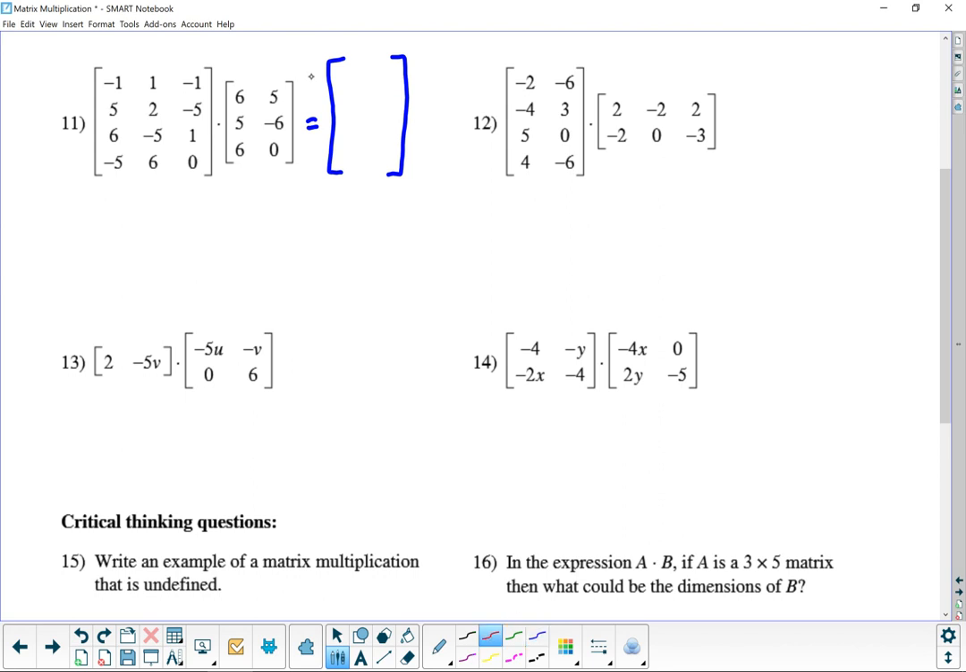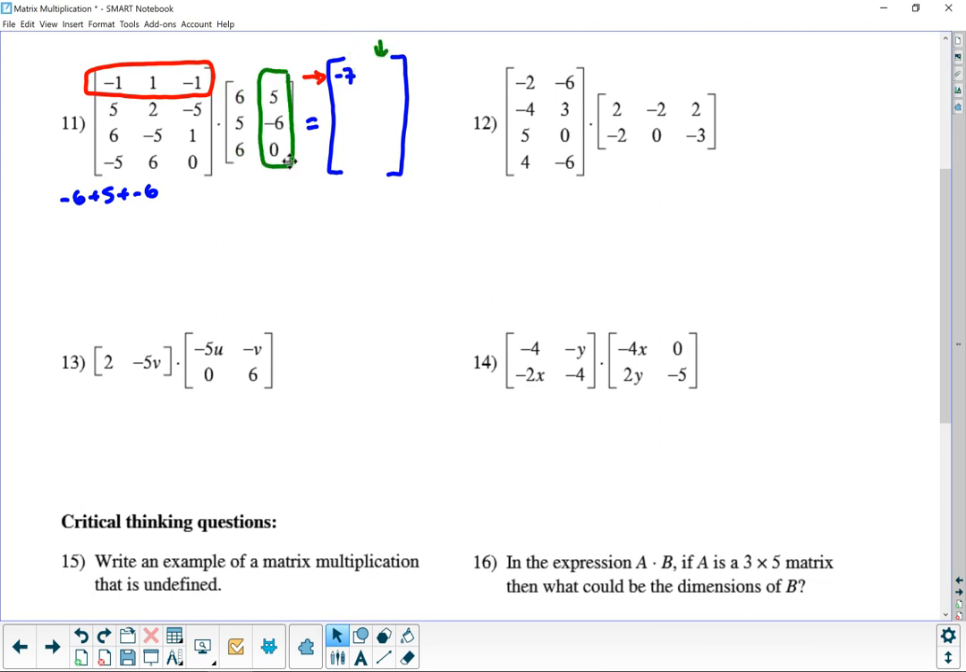Okay. So the first entry is going to start with the first row, and the first column is going to be right there. Okay, so let's do the math. -1 times 6 is -6, plus 1 times 5 is 5, plus -1 times 6 is -6. So -6 and 5 gives you -1, and then you get another -6. So total is -7.